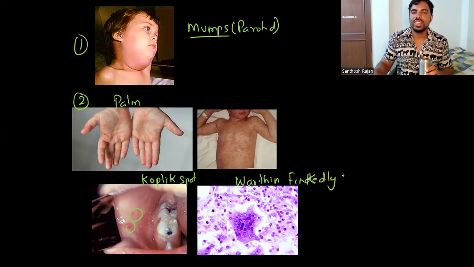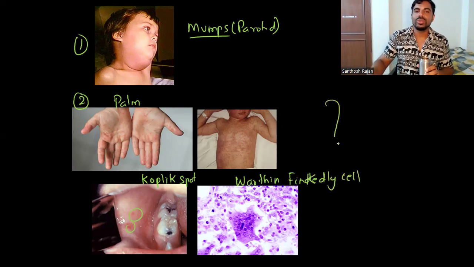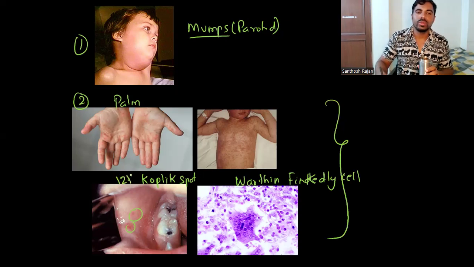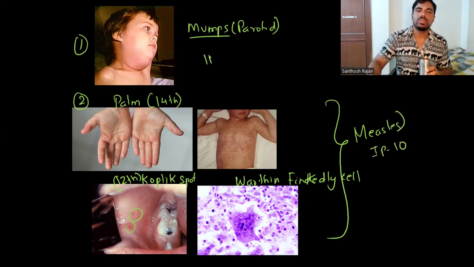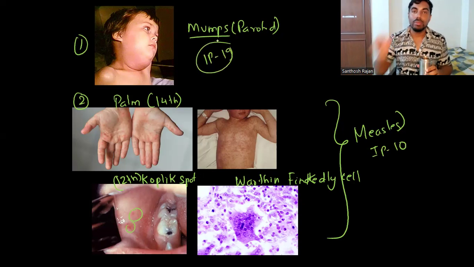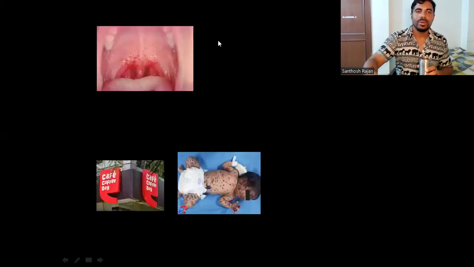Warthin-Finkeldey cell. So what is the thing you're going to think? See, the Koplik spot usually happens on the 12th day, and the rashes on the palms happen on the 14th day. Initially, this type of symptom, the Koplik spot, Warthin-Finkeldey cell comes, this is your measles. Okay. And the incubation period is usually 10 days. For mumps, the incubation period is 19 because it's big mum, so everything goes later. Okay, right. Now next one.